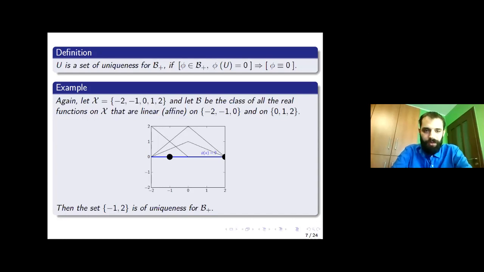And again, we may think about the similar example of B, but B plus is the class of the non-negative functions from B. And we may think about the set minus 1 and 2. If the non-negative affine function vanishes on minus 1, then it also vanishes both on minus 2 and 0. And if it vanishes on 0 and 2, then it also vanishes on 1. So 0 is the only non-negative function which vanishes on minus 1 and 2 and is from our class.